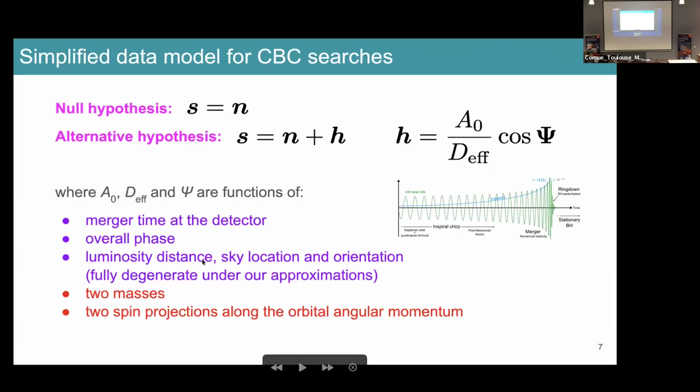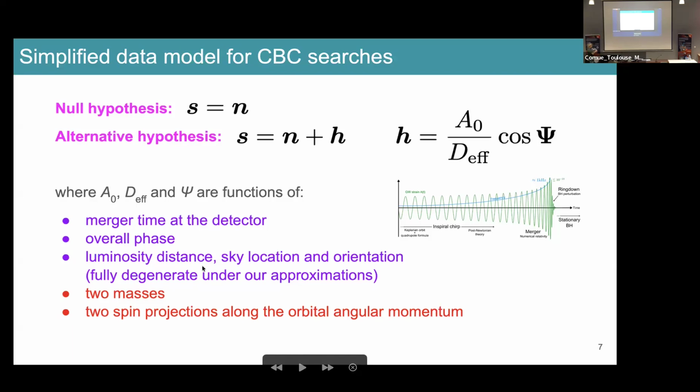Very good. So let's look at the full picture again. We have the null hypothesis where the data vector contains only noise, stationary Gaussian noise, well behaved, and the alternative hypothesis where the data contains noise plus a signal of this form. A0, DF, and psi are things that depend only on the merger time of the signal at the detector, phase, an overall phase of the signal, the luminosity distance, the sky location, and the orientation are completely degenerate into a single parameter called the effective distance, DF. So we can forget about them and only think about the effective distance.